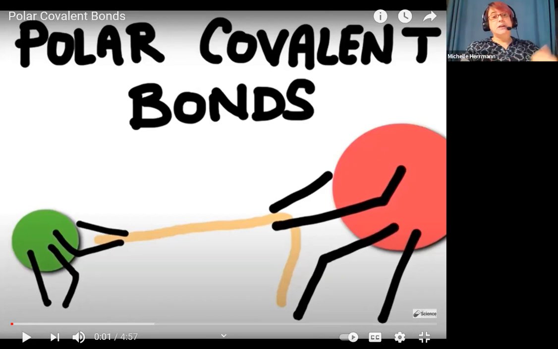There's also a type of bond called covalent. This tends to happen between nonmetals together, and co means together. Valent refers to valence electrons, so these are shared electrons. Now here's the thing, not all sharing is equal.